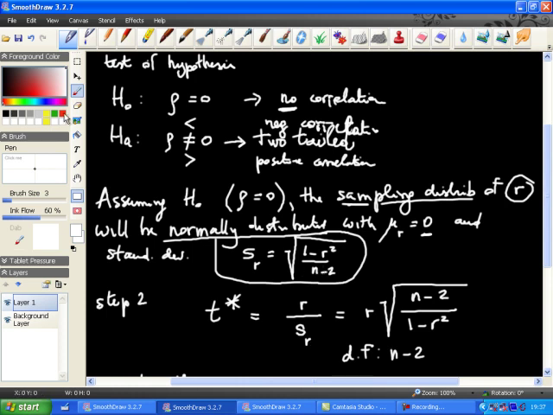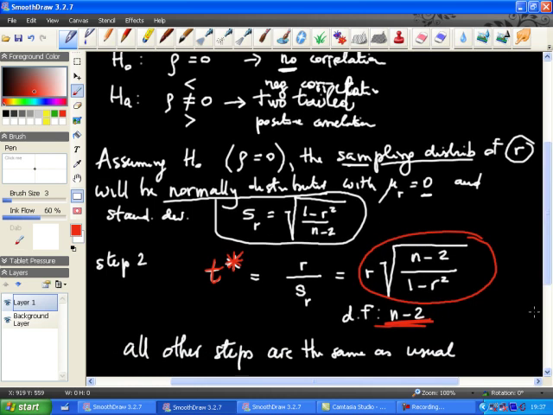We generally like to recall this formula for test statistics. If we do the division and flip the root as a result, then your test statistic T star is going to be equal to r multiplied by the root of n minus 2 over 1 minus r squared, where r squared is the square of r. The degrees of freedom are n minus 2, so make sure you note that it is n minus 2. All the other steps are going to be the same as usual.